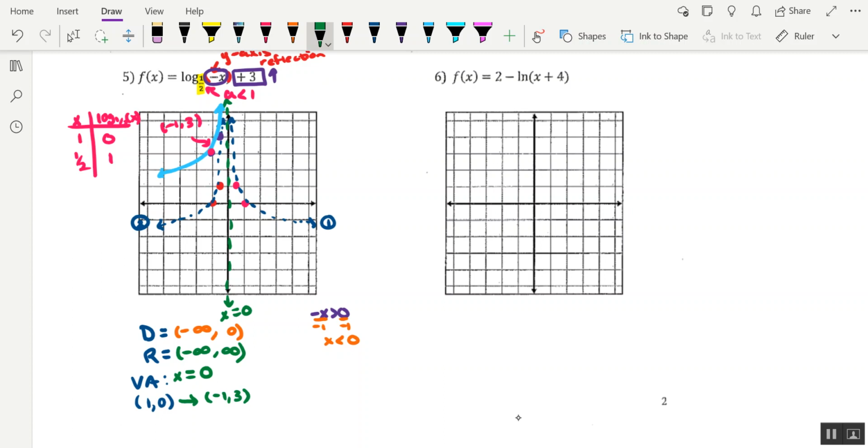So what I think I'll do is I'll save number 6 for a different video. So we'll just leave this video to one log function sketch.